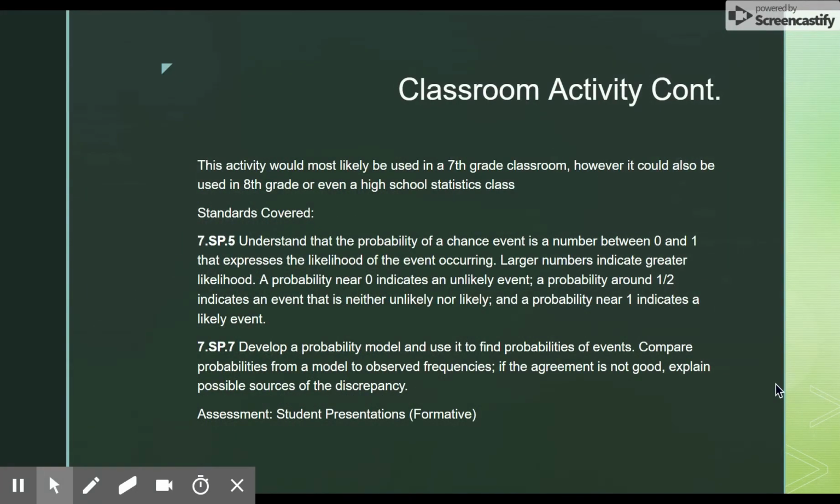For the assessment portion of the activity, we would have the students go ahead and give presentations in their groups, and this would be an example of a formative assessment. That way, as the teacher, we can see that they are meeting the standards. The standards we have listed are from 7th grade math standards, and we believe that this is where you would most likely use this type of activity. However, it could also be used in an 8th grade classroom or even a high school classroom with statistics, because it still covers the same important information that 7th graders are learning.